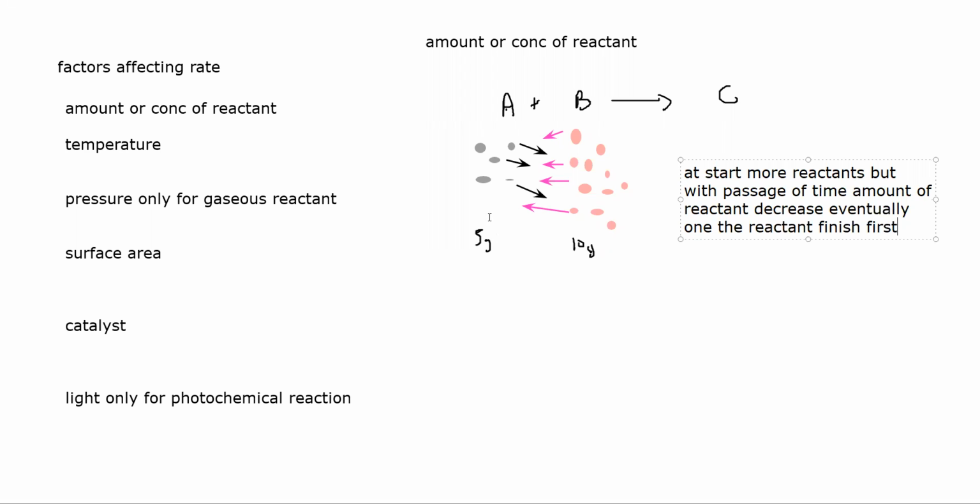Which reactant will finish first here, A or B? Because you have 5 grams of A and 10 grams of B, definitely A will be used up first. The reactant which is used up first is called the limiting reactant.